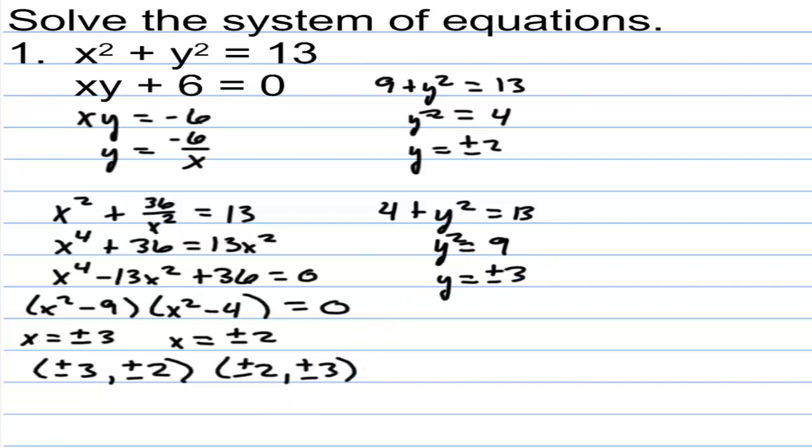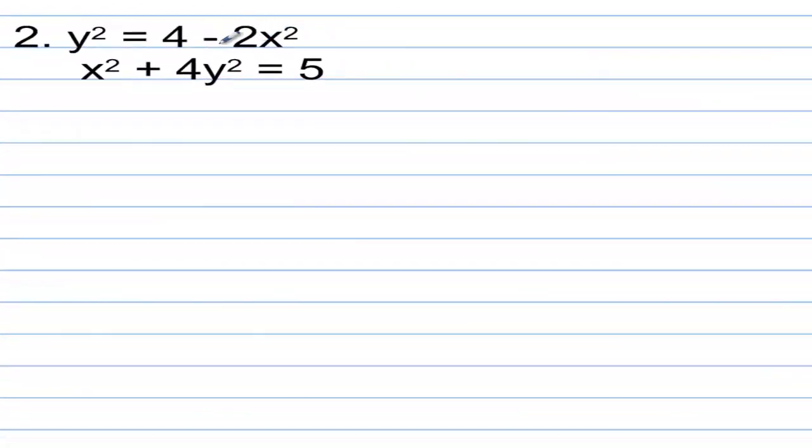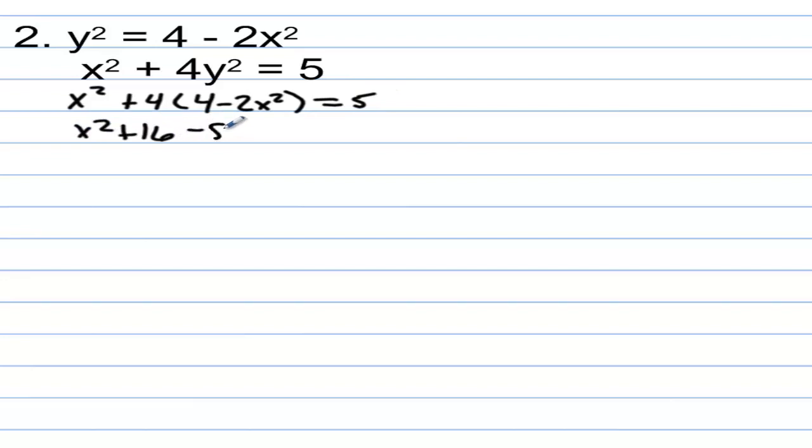Number 2, we have y squared is equal to 4 minus 2x squared, and this one's pretty much set up to do substitution right away. We have x squared plus 4 times 4 minus 2x squared. That's equal to 5. We have x squared plus 16 minus 8x squared is equal to 5. Negative 7x squared plus 16 is equal to 5.